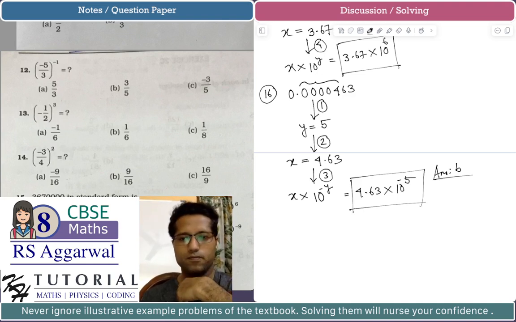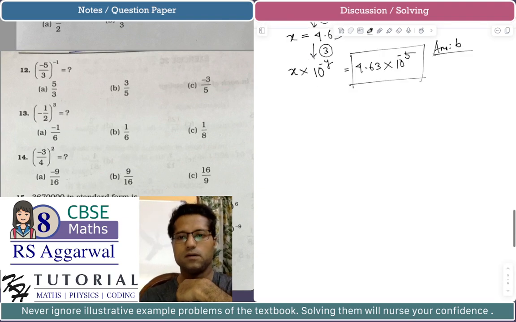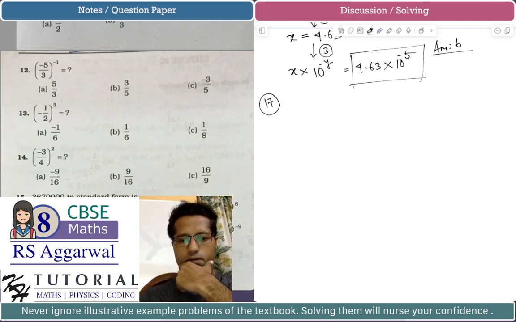Okay. Problem number 17 is in usual form. So we are given a number which is not actually in standard form. So we are given this number 0.000367 multiplied by 10 to the power 4.